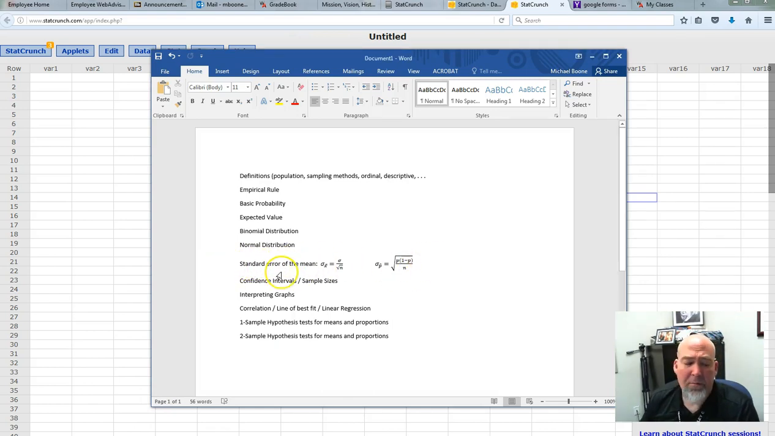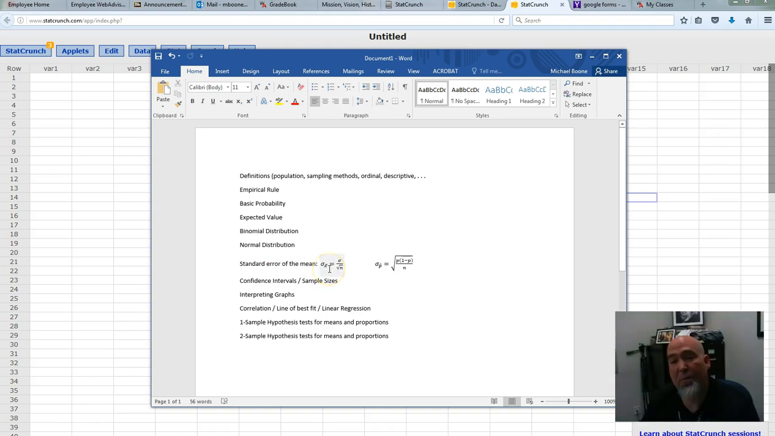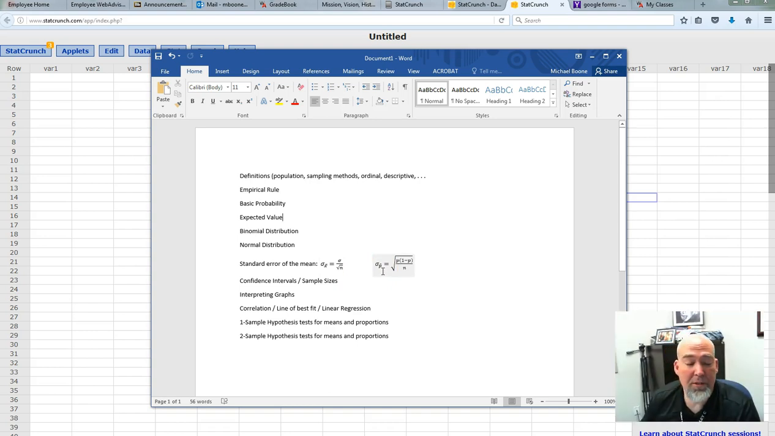Standard error of the mean, so that's using your normal calculator. So your mean for sample means is your mean. The mean for your p-hat, your sample proportion, is your population proportion. So what we have to remember when we're doing these is that we have to manipulate that standard deviation.